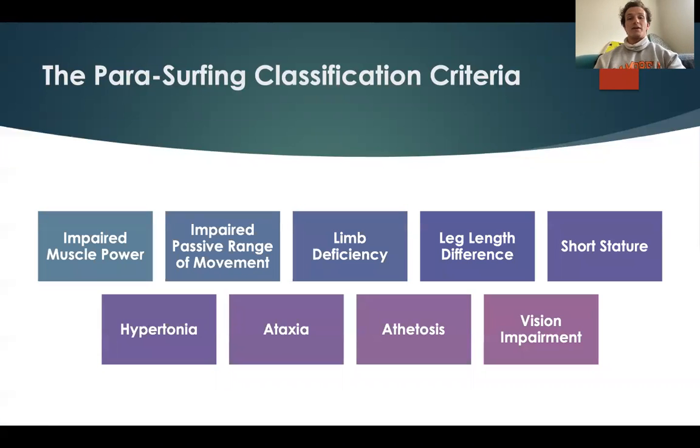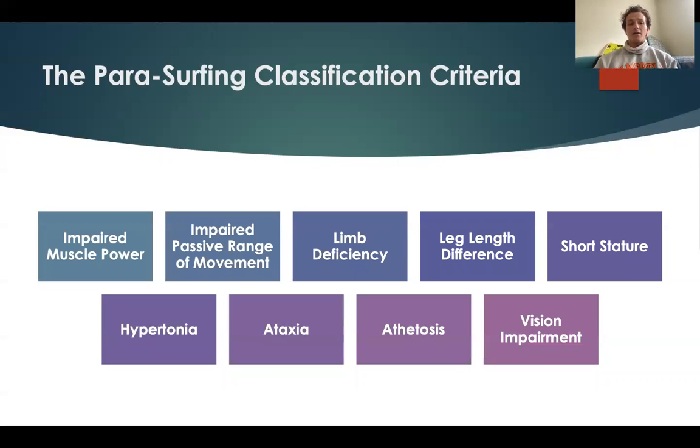So the first we have is impaired muscle power. So surfers with impaired muscle power have an underlying health condition that either eliminates or reduces their ability to voluntarily contract muscles or move to generate force. Examples can include a spinal cord injury, muscular dystrophy, post polio syndrome, and so on.